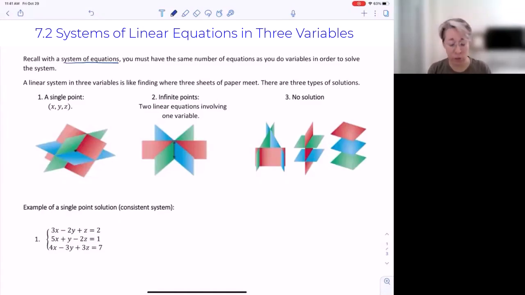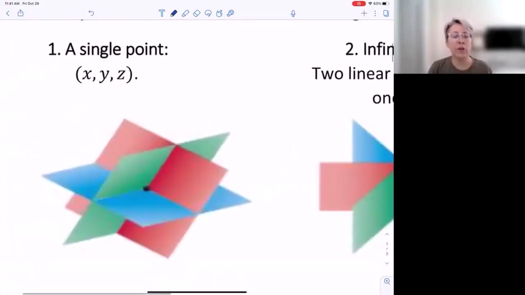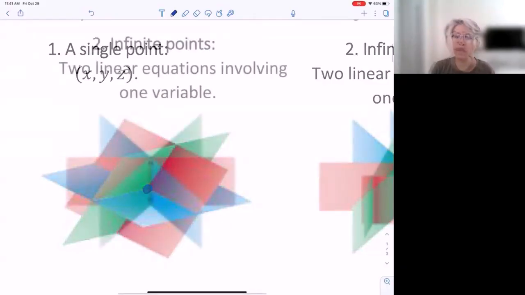There are three types of solutions. The first thing we could have is a single point. So notice down here, if all of those sheets of paper cross in a way where they meet in one point, then we have one single solution. And notice it's given not as an ordered pair, but as an ordered triplet in alphabetical order: the x, the y, and then the z.